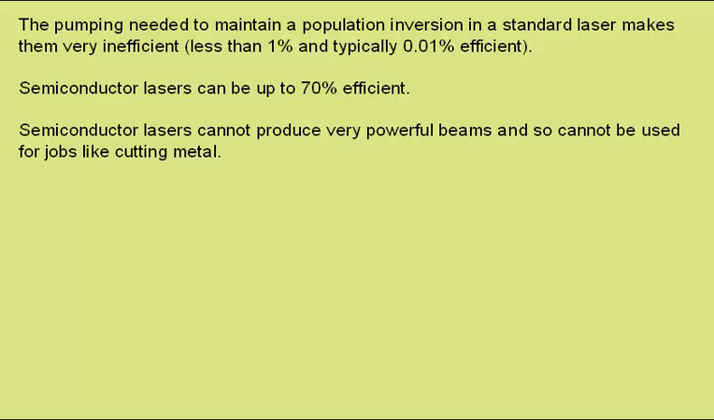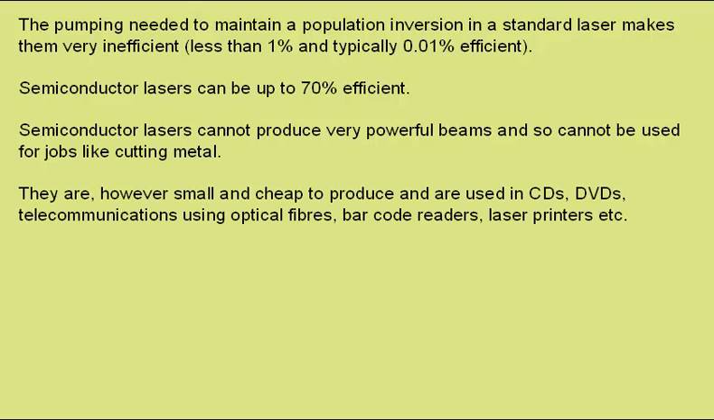Semiconductor lasers cannot produce very powerful beams, and so cannot be used for jobs like cutting metal, for instance. They are, however, small and cheap to produce, and, as we've seen, much more efficient, and are used in CD players, DVD players, telecommunications using optical fibres, for barcode readers at the supermarket, laser printers, and many other jobs.